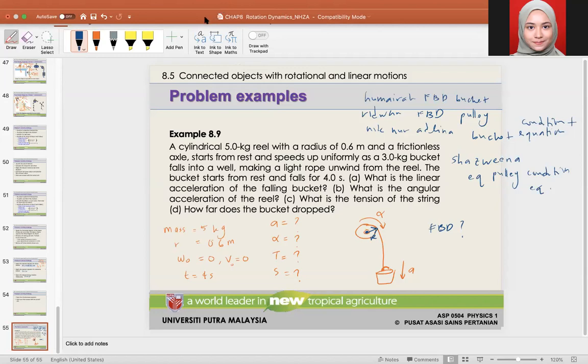Okay, Humaira, can you label the acceleration as well? Dah betul dah, cuma saya nak tahu acceleration awak arah mana, to make the free body diagram complete.